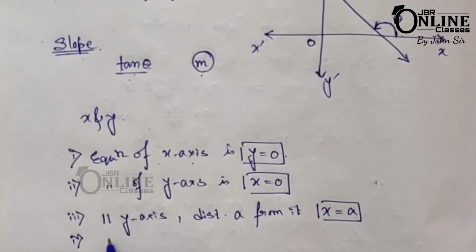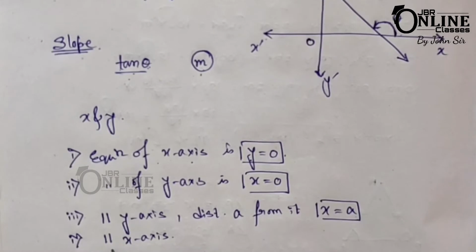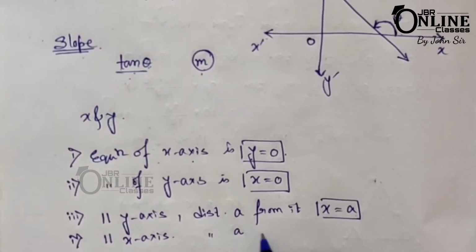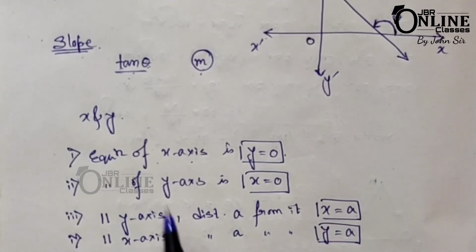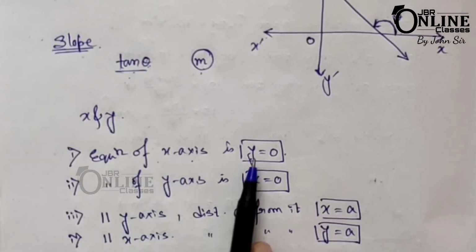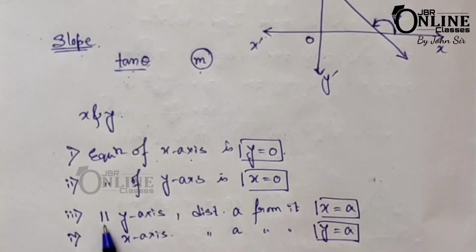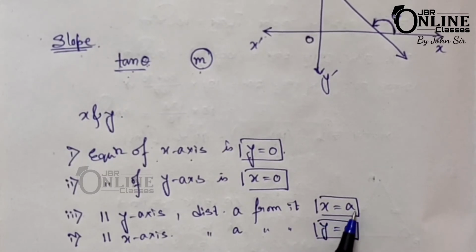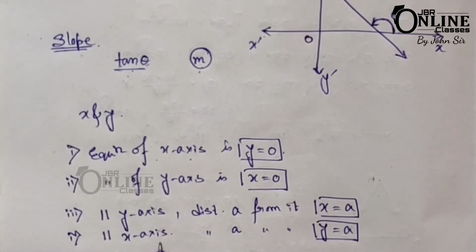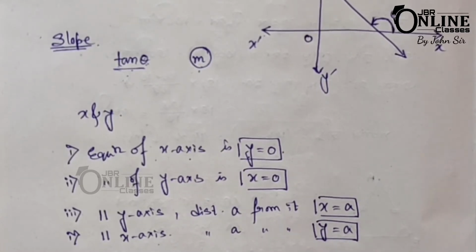Now number 4, the equation of a line which is parallel to the x-axis and at a distance a from it will be y equal to a. So here are some tips: the equation of the x-axis is y equal to 0, the equation of the y-axis is x equal to 0. A line parallel to the y-axis at distance a from it has equation x equal to a, and a line parallel to the x-axis at distance a from it has equation y equal to a.